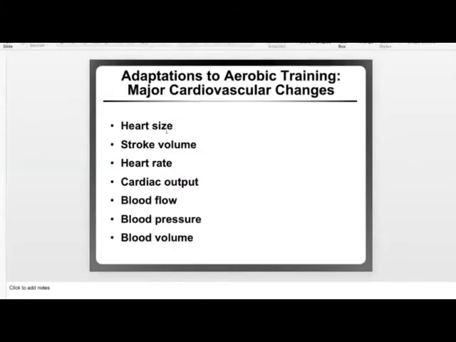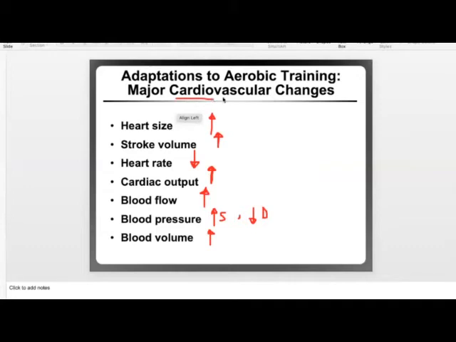So most of the cardiovascular changes are going to come from these particular variables. Your heart size is going to increase with training, particularly the strength and the size of the walls of the ventricles. There's going to be an increase in stroke volume, a reduction in heart rate, and an increase in overall cardiac output. There's going to be an increase in the volume of blood flow. There's going to be an increase in systolic blood pressure, but a decrease in diastolic blood pressure. And there's going to be an increase in overall blood volume potentially. So these are all changes that are going to happen at the heart level, cardio.